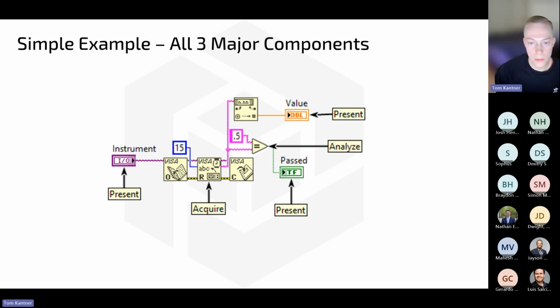So let's look at a simple example. If you're familiar with LabVIEW, you've probably seen something like this before. We have an instrument, it's referenced with a VISA handle, and we'll open that VISA session. We'll do a VISA read, that's our acquisition part. We're actually reading data from the instrument. We'll close that VISA reference, and then we'll take that data out, apply it to some sort of limit checking. In this case, we're checking if the value is 0.5, and we'll see if that passed.